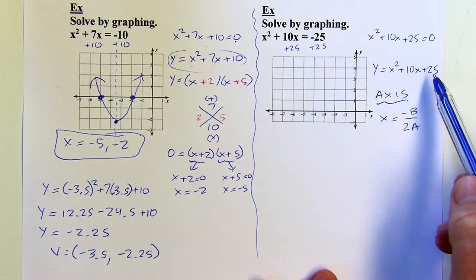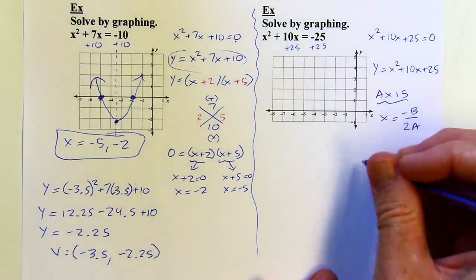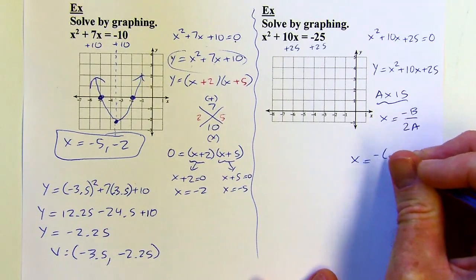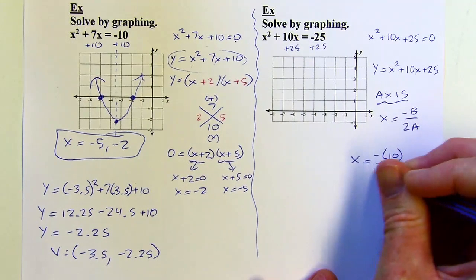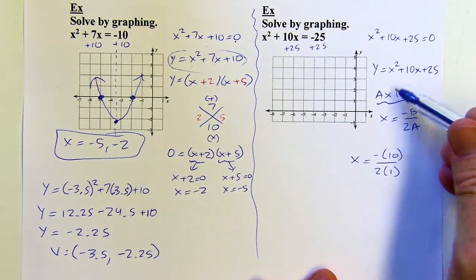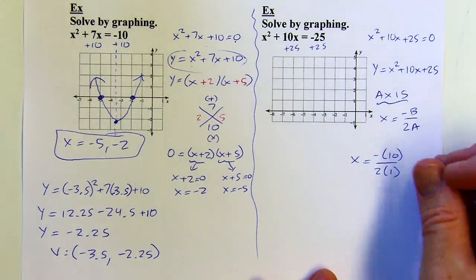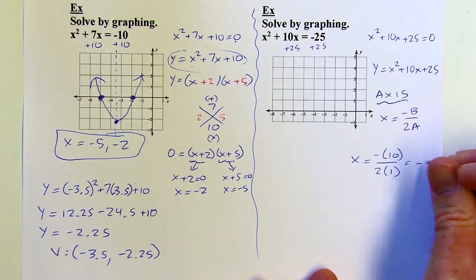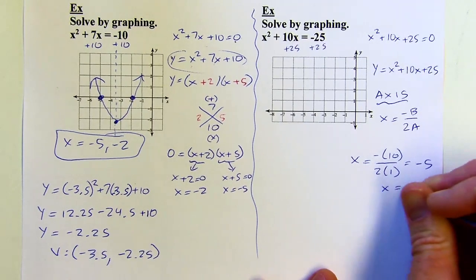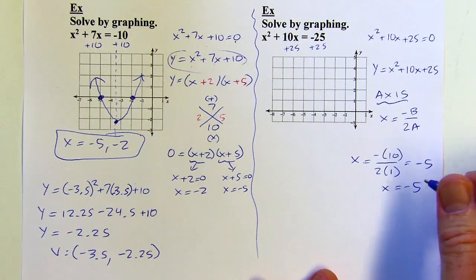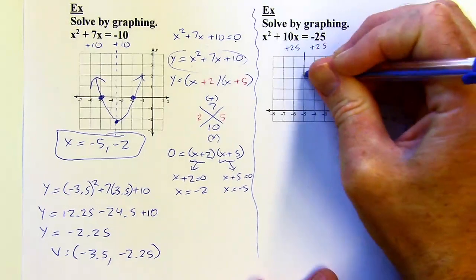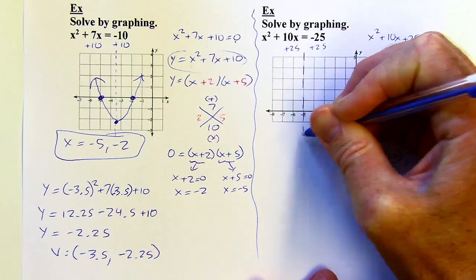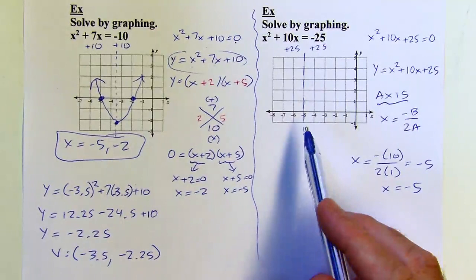1, 10, and 25 would be a, b, and c. So I've got x equals negative 10 over 2 times 1. The a was 1, right? Now I'm just going to simplify that. So that's negative 10 over 2, which would be negative 5. So that means the axis of symmetry is x equals negative 5. I'm just going to put a little dashed line, and I know that's the middle of my parabola.